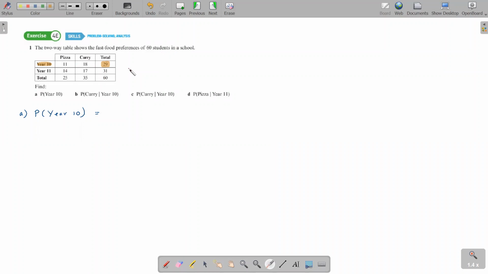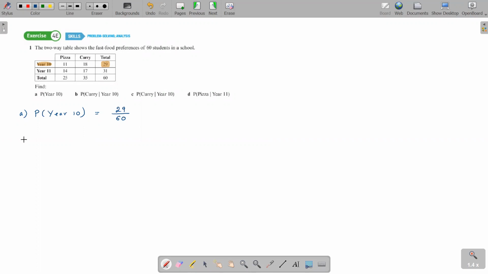So what's the probability of selecting a year 10 student? You have 29 students out of 60. So that's a simple probability, right? You write the amount that you require out of the total amount. That's the simple way of writing probability.